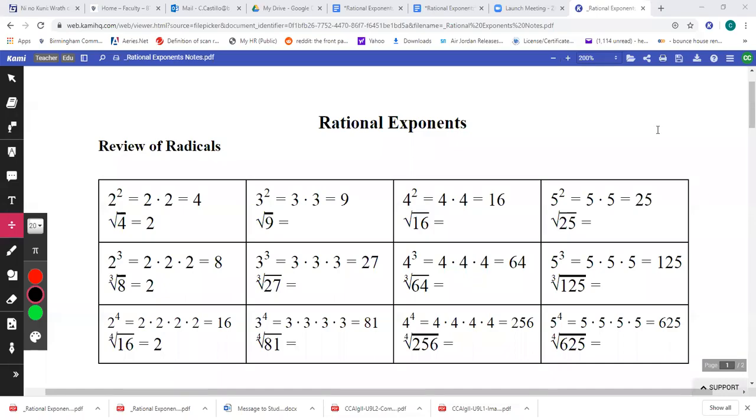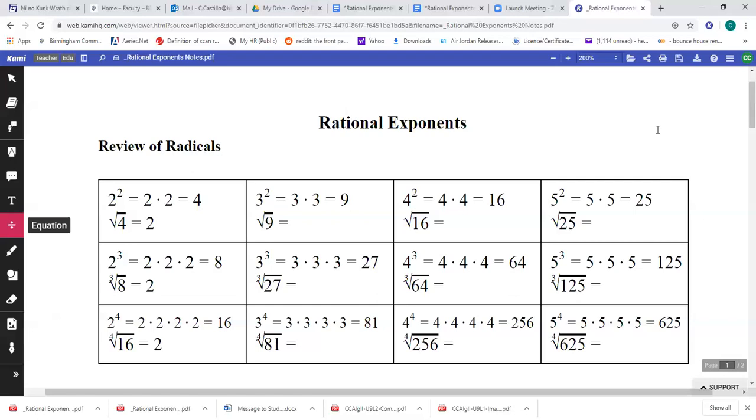Okay, we're going to go over the notes for rational exponents. So the top is mostly a review of radicals. So we are going to look at the first row. You see that 2 squared is 2 times 2, which is equal to 4. So the square root of 4 is 2.